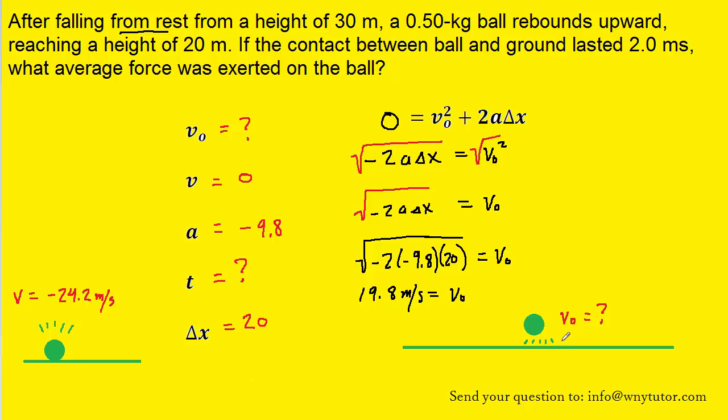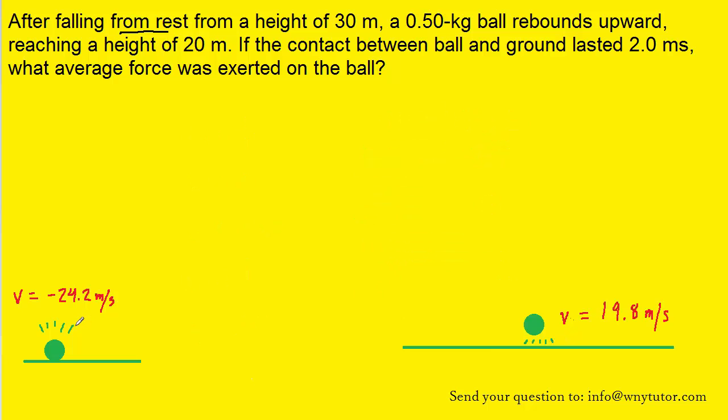So to summarize, right before the ball had hit the ground, it was moving at negative 24.2 meters per second, and then immediately after it hit the ground, it was moving at 19.8 meters per second. Notice that we can now call this the initial velocity. It would be the velocity right before the ball hit the ground, and then this would become the final velocity, which would be the velocity of the ball right after it hit the ground. And the reason that we want to frame the problem that way is because we know that while it was in contact with the ground, the time during that contact was 2 milliseconds.